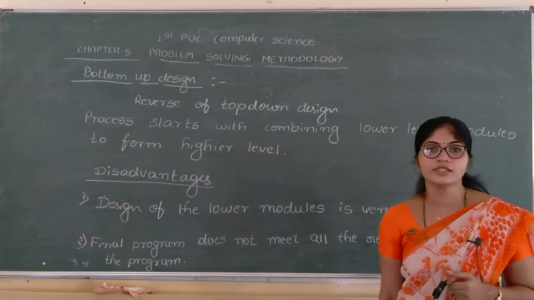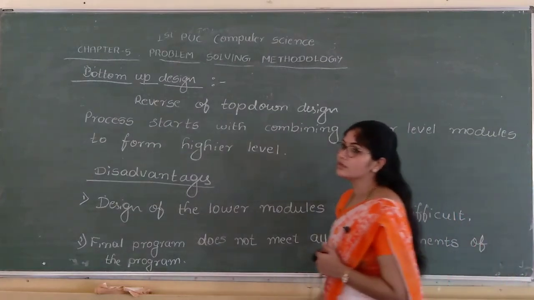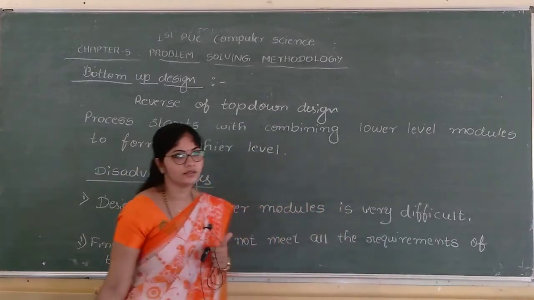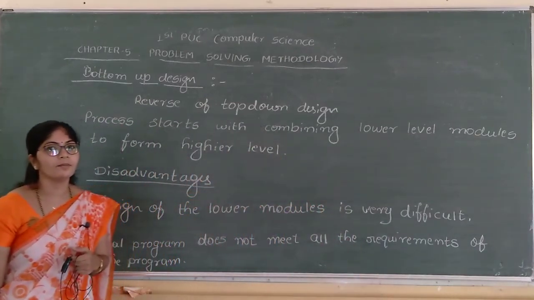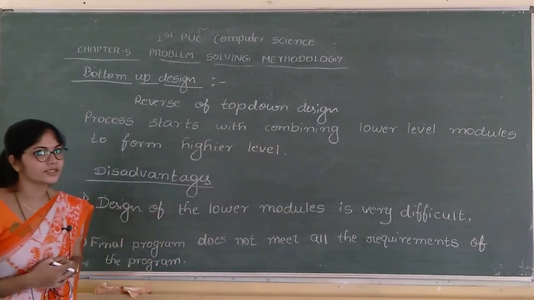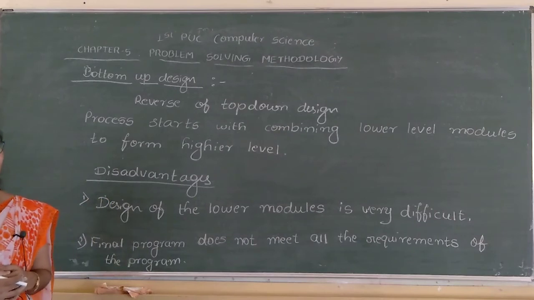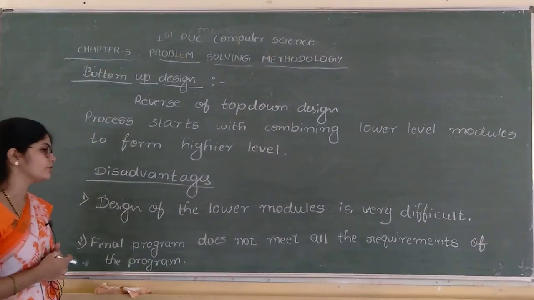Those are the two disadvantages of bottom up design. Bottom up design is the reverse of top down design. Here process starts with combining the lower level modules to form higher level. Disadvantages are difficult to design the lower level modules and final program does not meet all the requirements of the program.